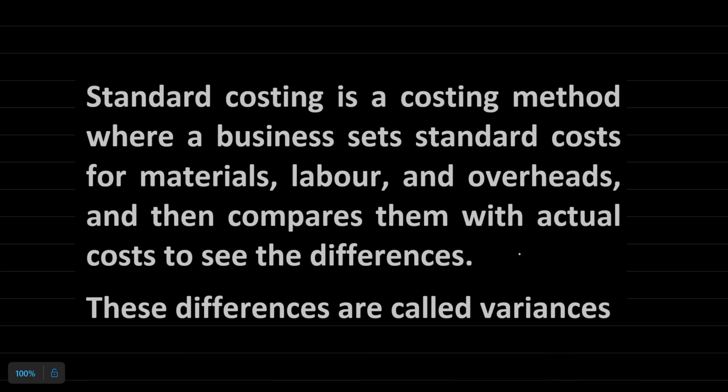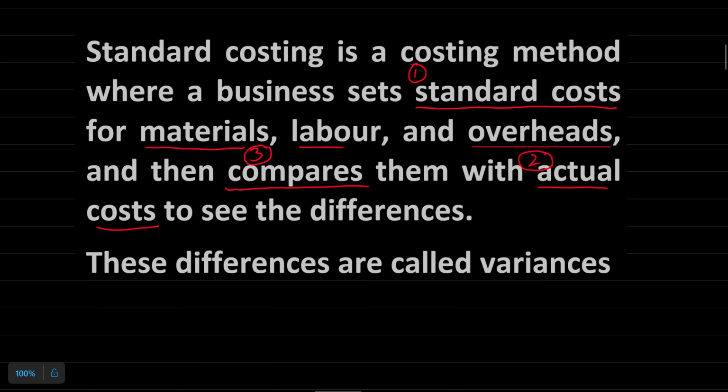What is standard costing? Standard costing is a costing method where a business sets a standard cost for materials, for labor and for overheads, and then compares them with the actual cost. So number one, setting a standard. Number two, calculation of actual cost. Number three, comparison of standard and actual cost, and finding out the differences. These differences are known as variances.